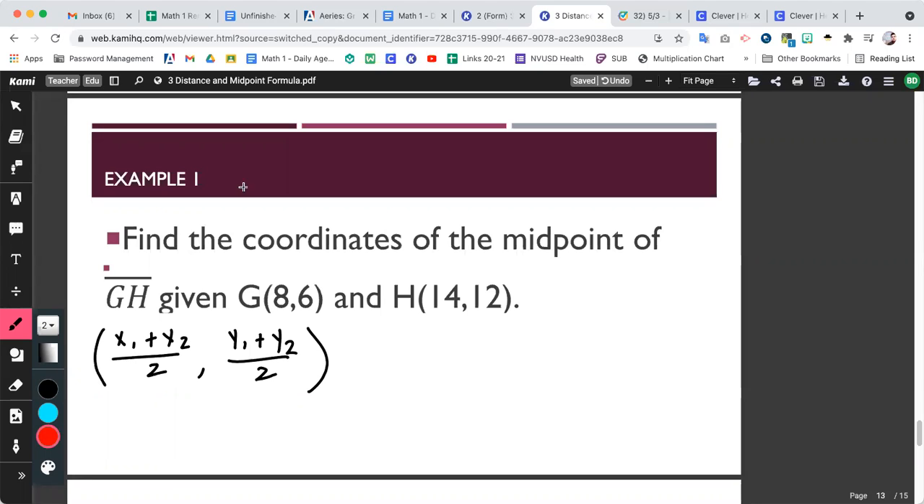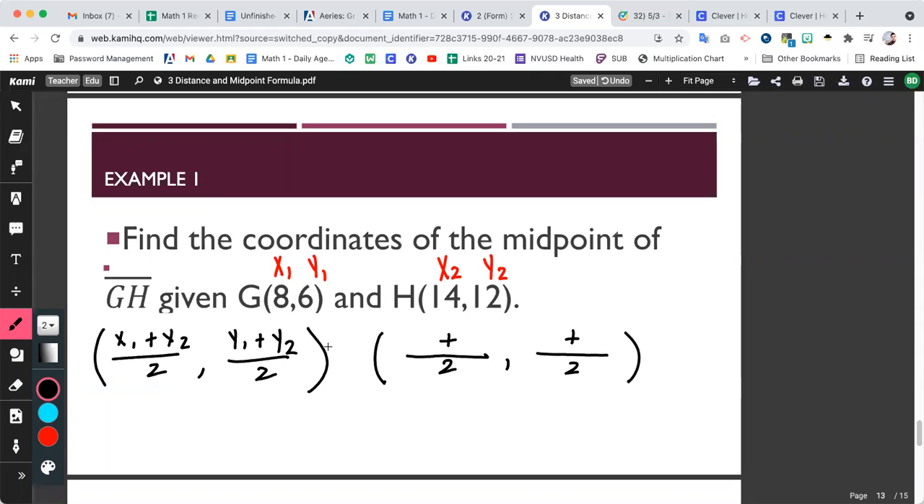Label the points. Very good. G is first. So how would I label this? X1, Y1. H is second. So how would I label that? Very good. X2, Y2. Perfect. Now let's plug in the numbers. If I just kept the outline, it would look like this.